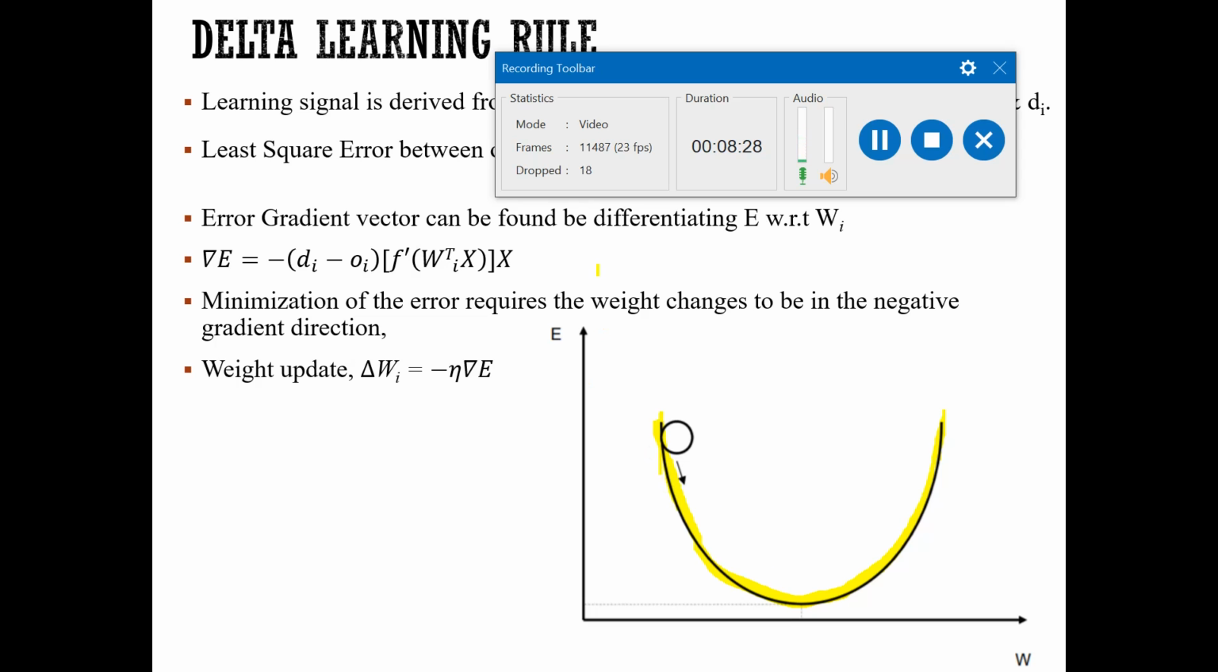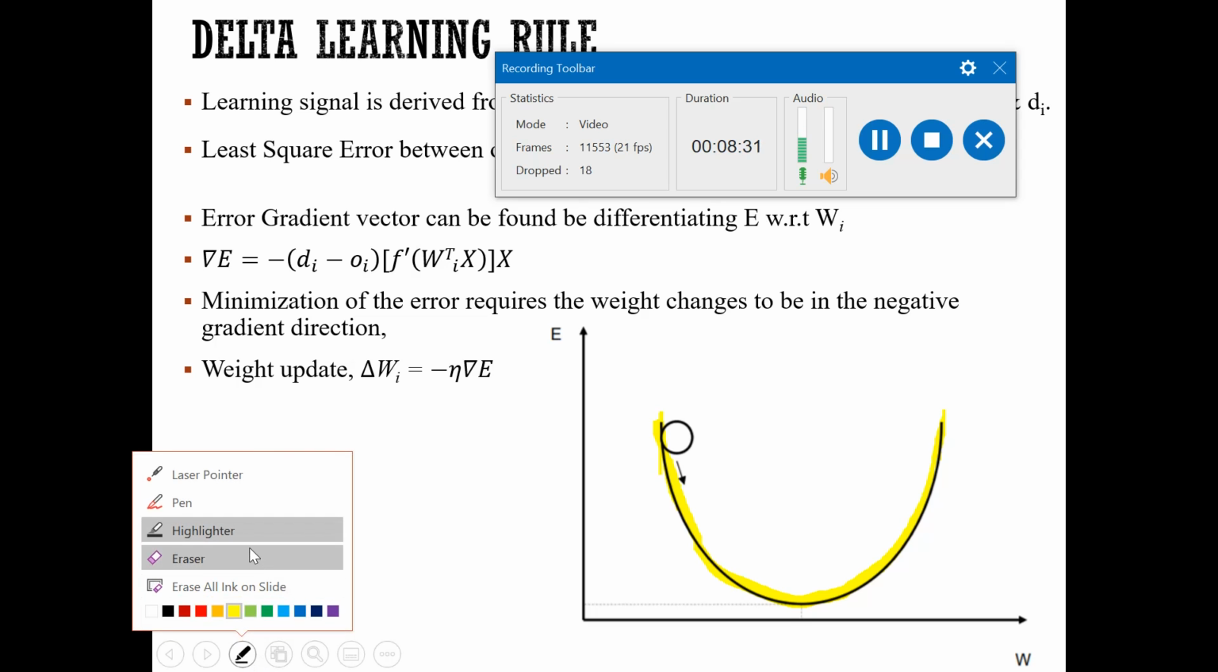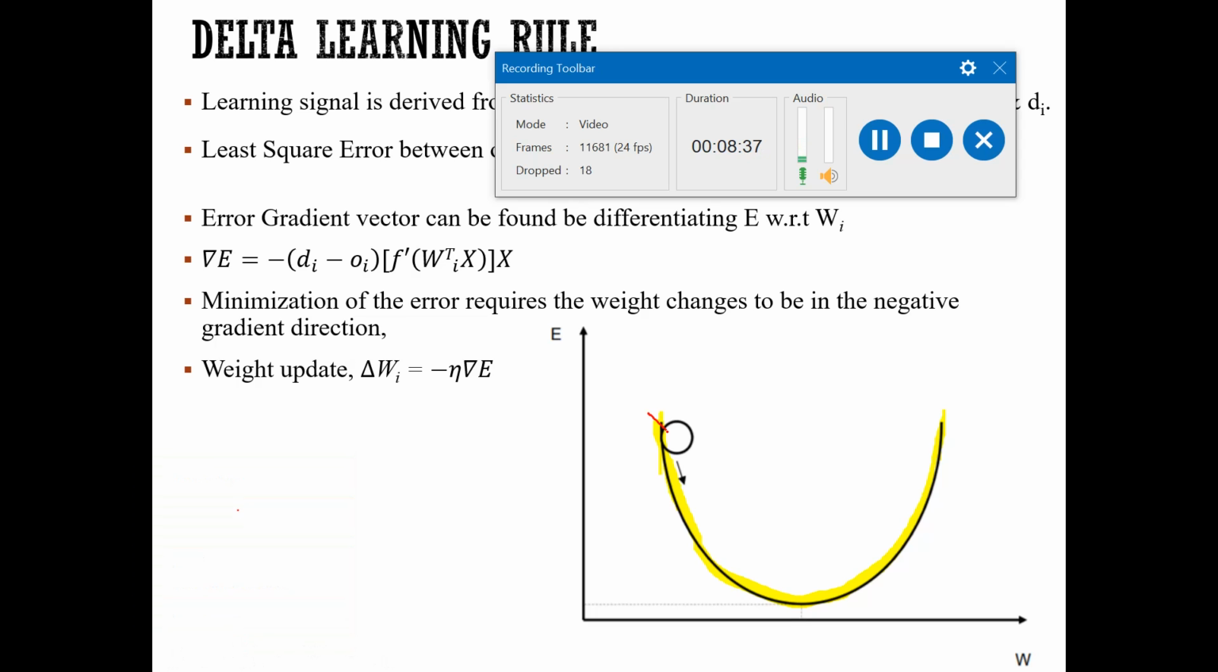Supposing your initial weight vector is somewhere here, then you have to update the weights in such a way that you are going in the negative gradient direction. So negative gradient direction, meaning gradient is nothing but slope. So here the slope is decreasing. So you have to go in the direction of the slope which is decreasing. So if I am here, and I want to decrease the slope, then I have to go in this particular direction. So the weight has to be increased.